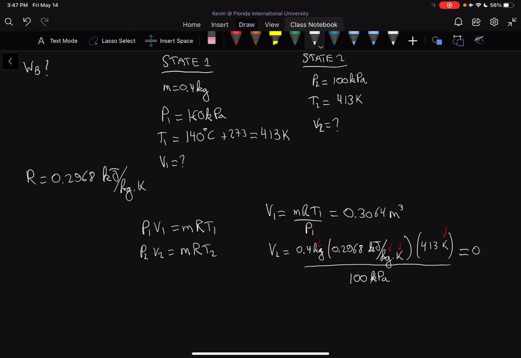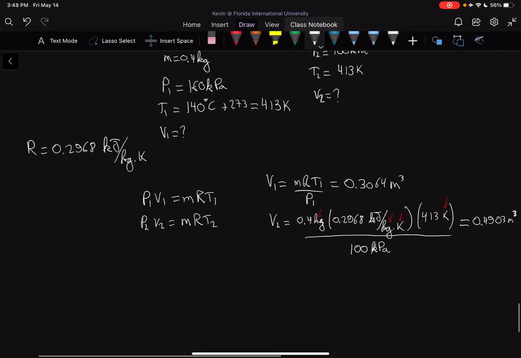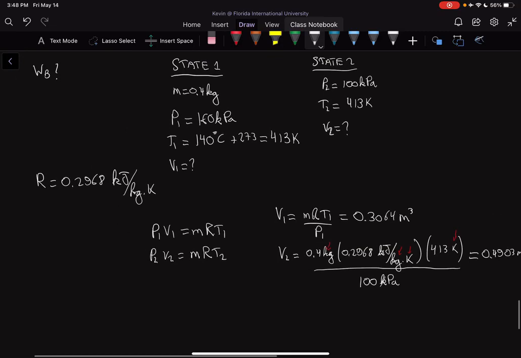So we have 0.4903 meters cubed. Okay, so we can see that if we use kilopascals, we have to use kilojoules at the top. And we get a volume of 0.4903. So now that we have volume, we're still at a crossroads as to how to find work boundary.